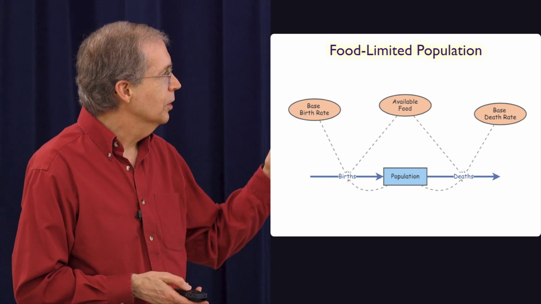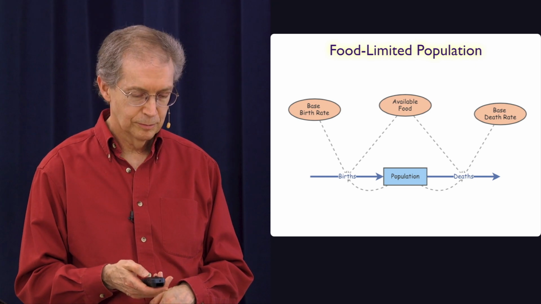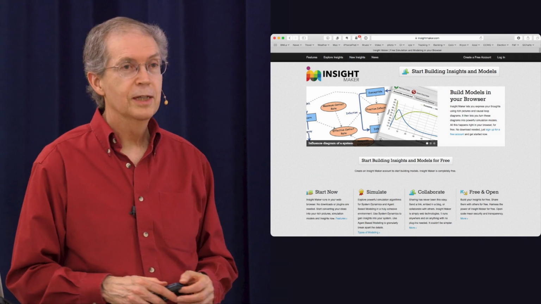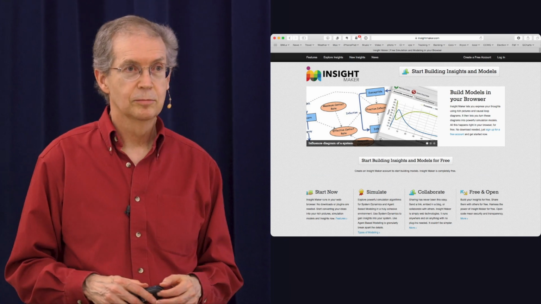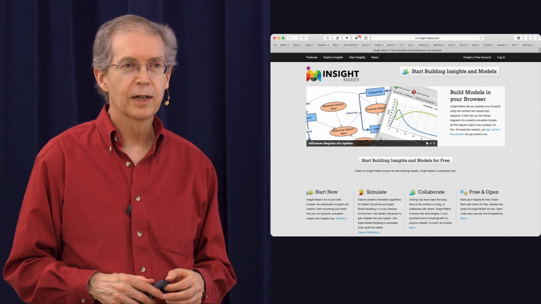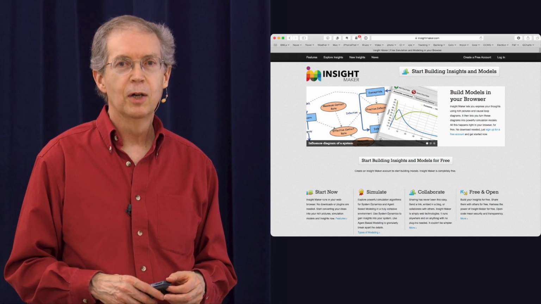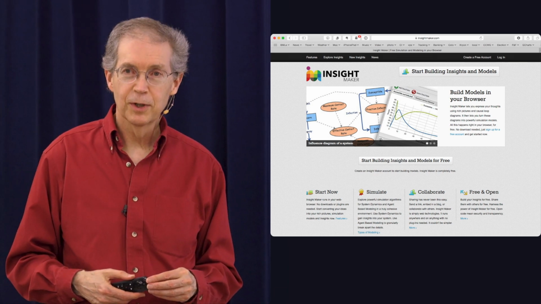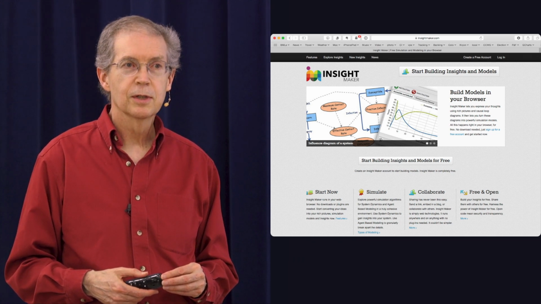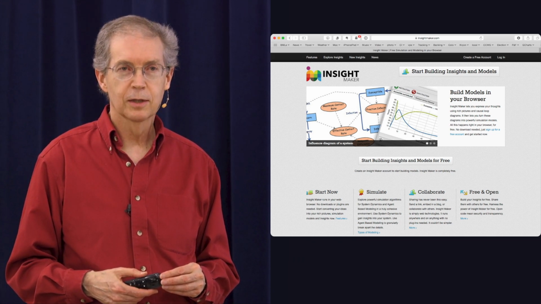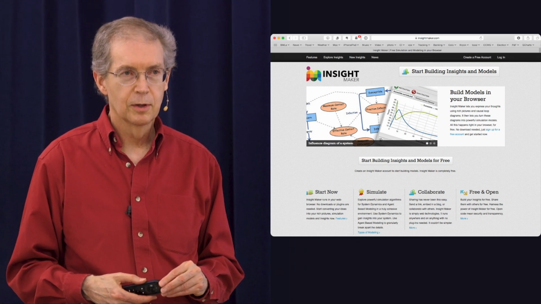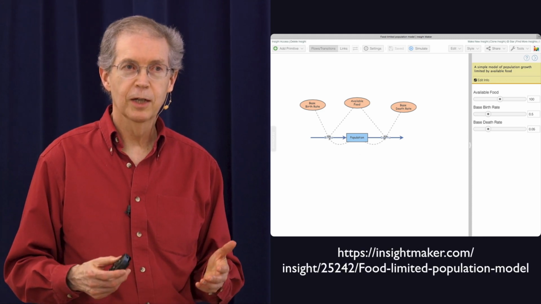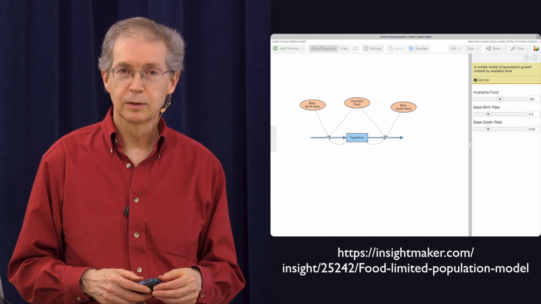I put this together this past week on a wonderful site. Here we are on insightmaker.com. So I told you about kumu.io. Insightmaker.com provides free, and it really is free, open source, system dynamics modeling software where you can build models. You can make them either private or public. This one is public, and I will provide a URL for where you can go and play with it.